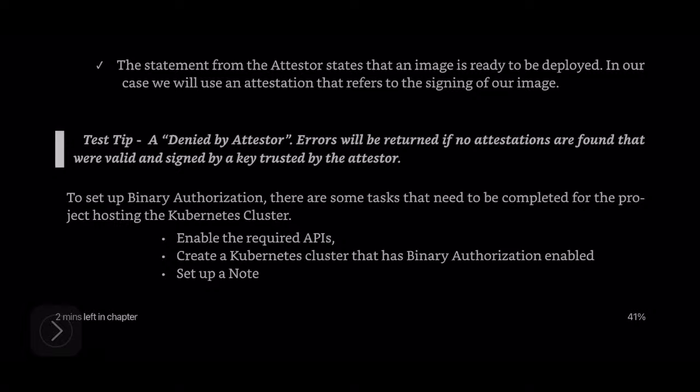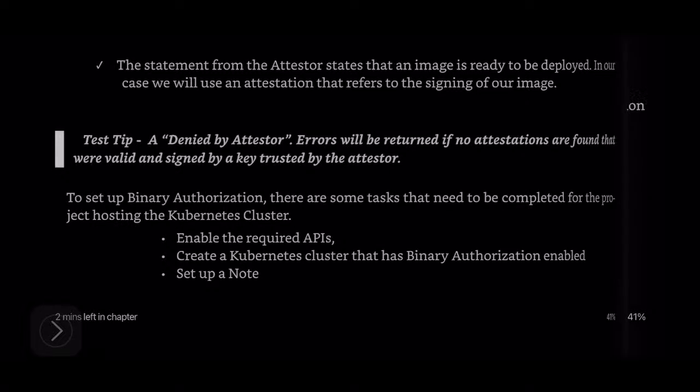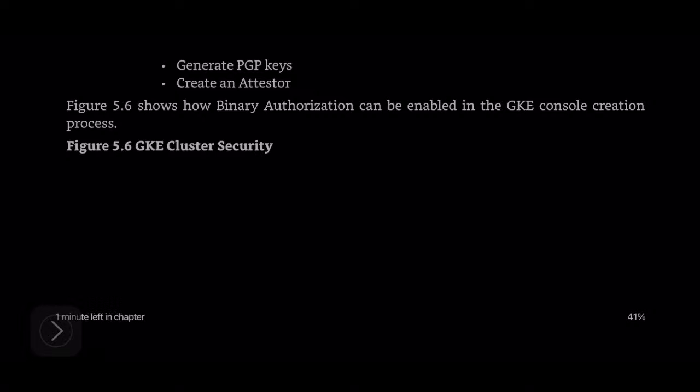To set up binary authorization, there are some tasks that need to be completed for the project hosting the Kubernetes cluster. Enable the required APIs. Create a Kubernetes cluster that has binary authorization enabled. Set up a note. Generate PGP keys. Create an attester. Figure 5.6 shows how binary authorization can be enabled in the GKE console creation process.